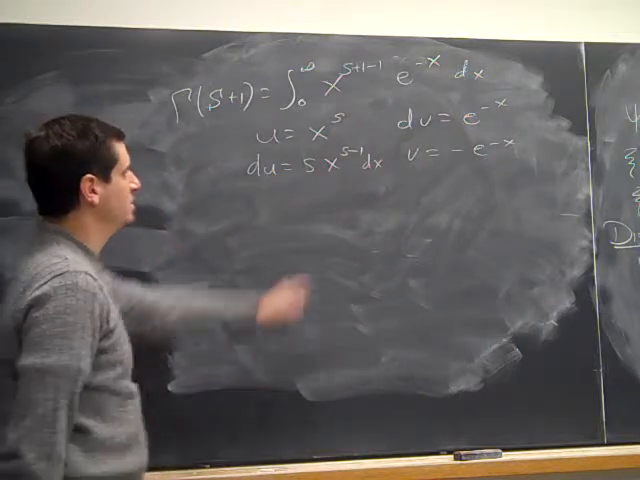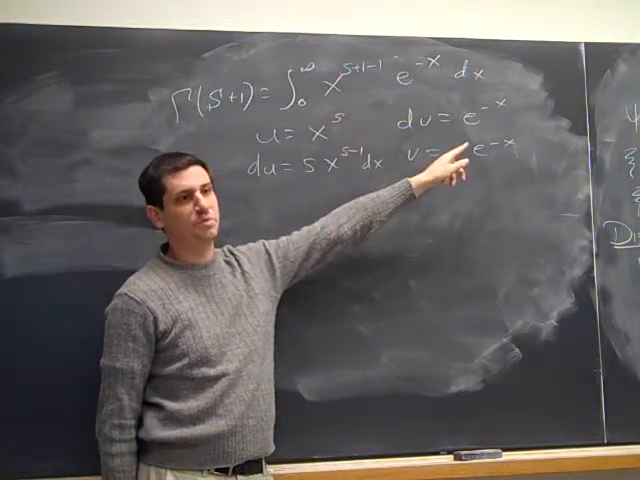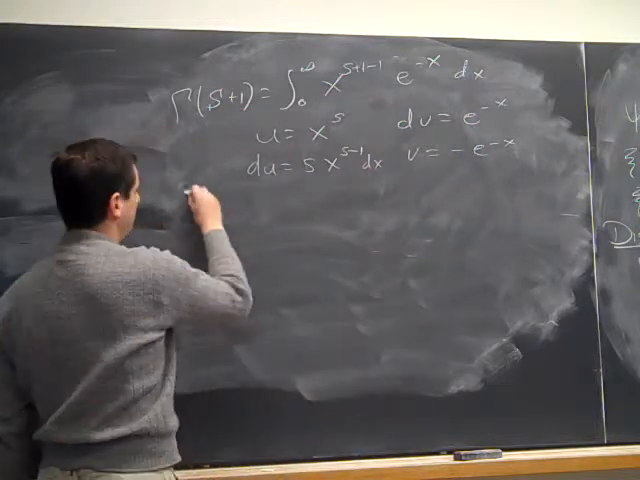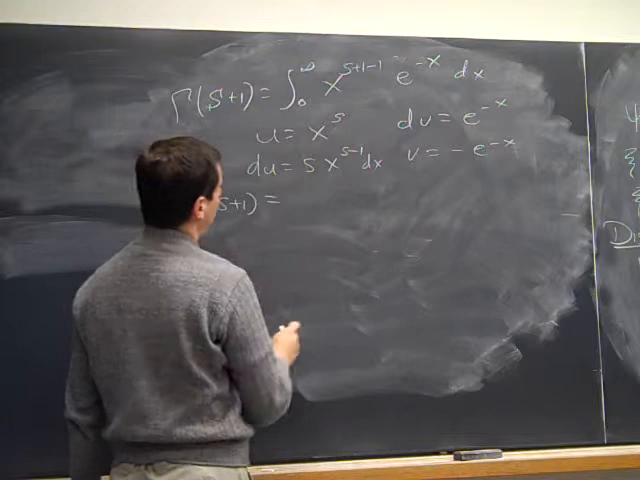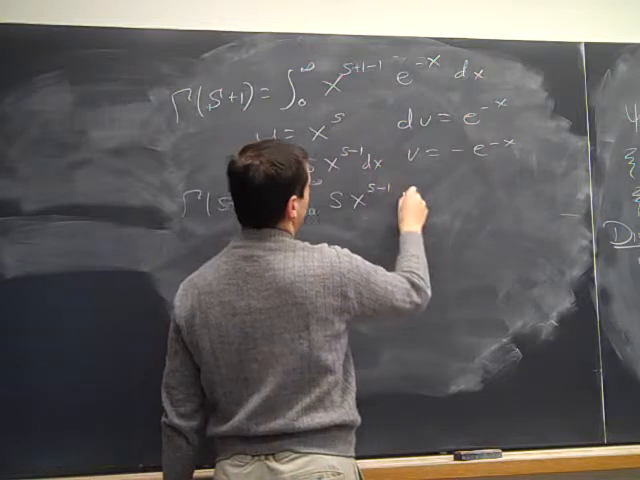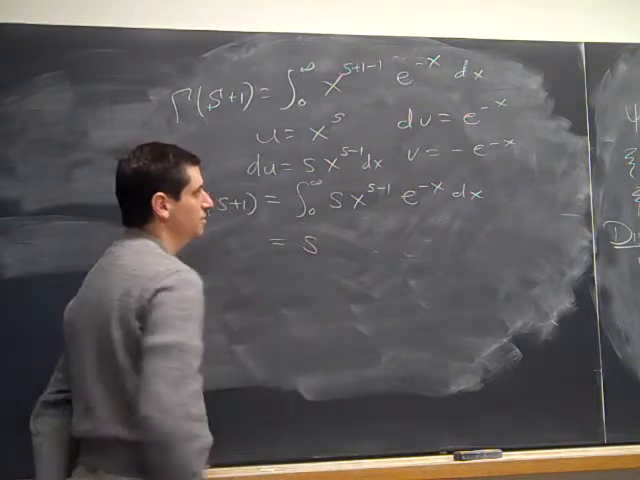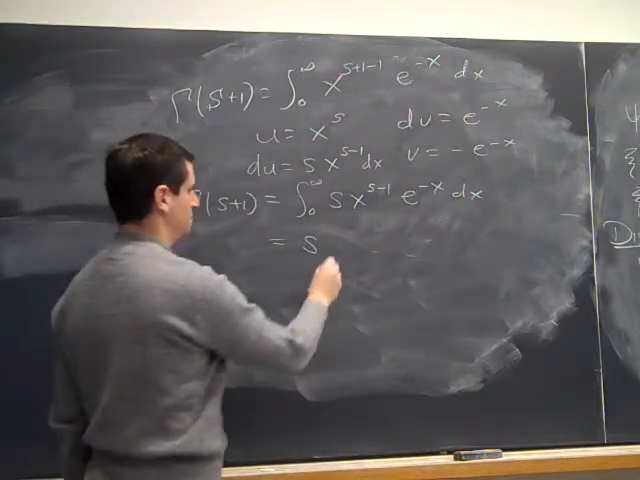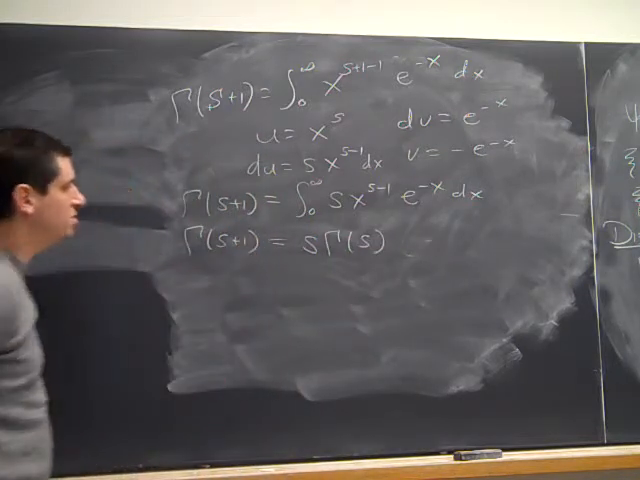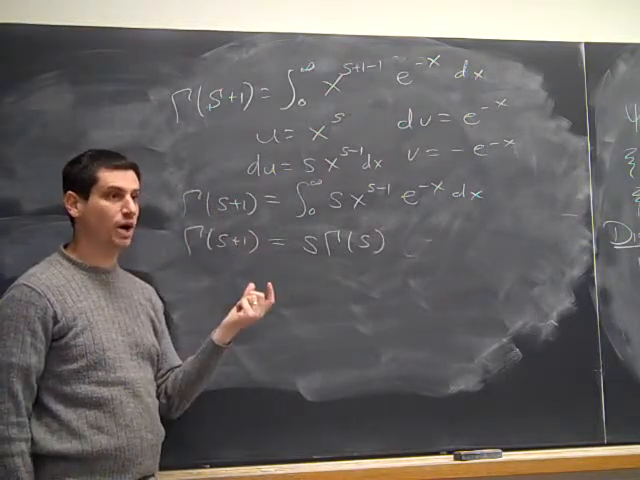When I evaluate the boundary terms, x to the s, e to the negative x, it's 0 at 0, and as x goes to infinity, the boundary terms vanish. The negative sign reinforces the negative sign in the integration by parts, and we get gamma of s plus 1 is the integral from 0 to infinity of s x to the s minus 1, e to the minus x dx. I just pull the s outside the integral, and that's the definition of gamma of s. So gamma of s plus 1 is s gamma of s. Once I know the value of the gamma function in a band of length 1, I know it everywhere.